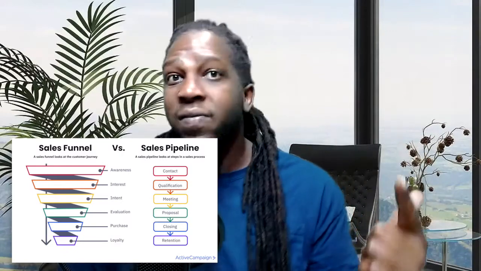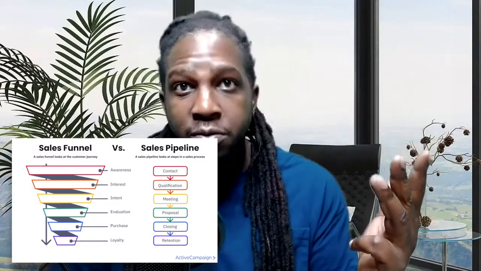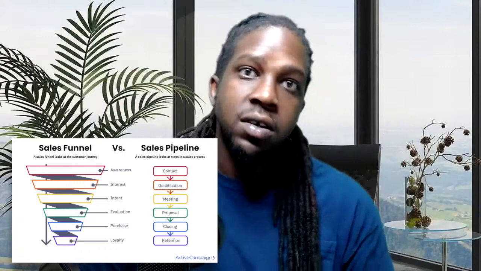Now, what a sales pipeline really is, it's all about a specific action. It really shows the stages taken by a salesman that helps them know exactly where a new lead is in the sales process. It helps them to know how far they have to go in order to close the sale and to keep them as a repeat customer. Some of the most common pipeline stages are contact, qualification, meeting, proposal, closing, and retention, all in that order.